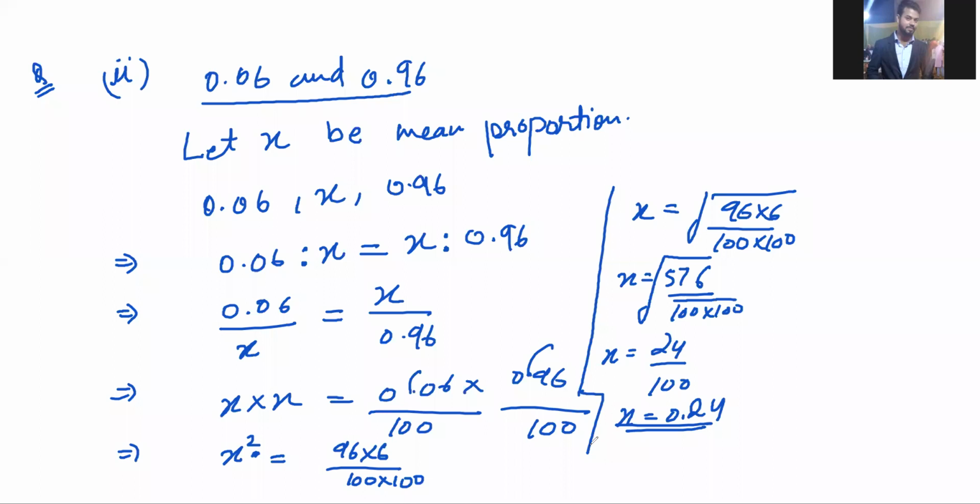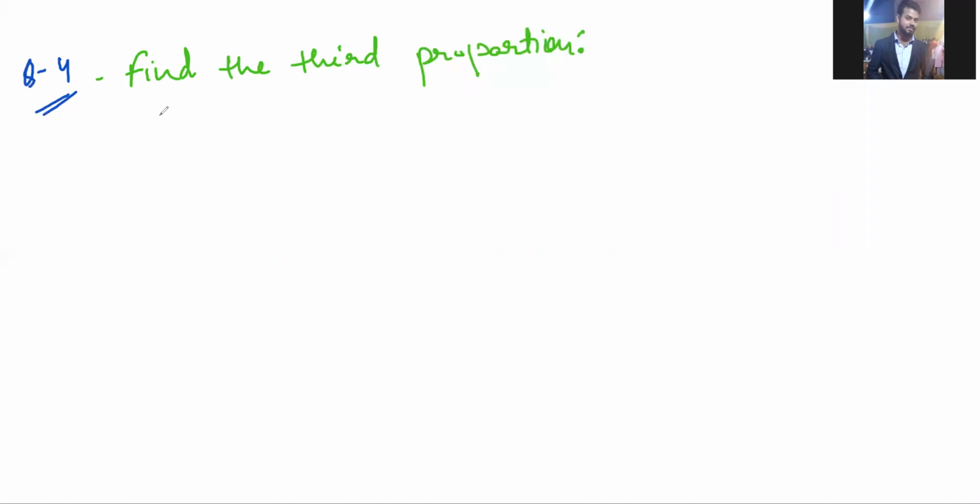Next question. Question 4 says, find the third proportion. So first question is 36, 18. Beta, first and second proportion is given. We have to find the third proportion.